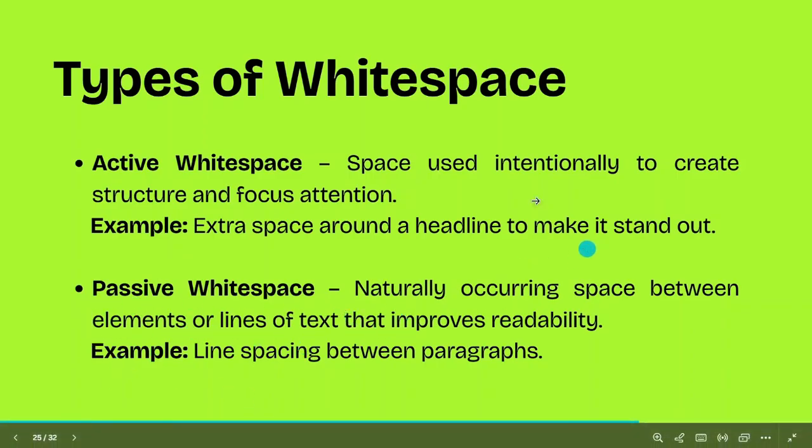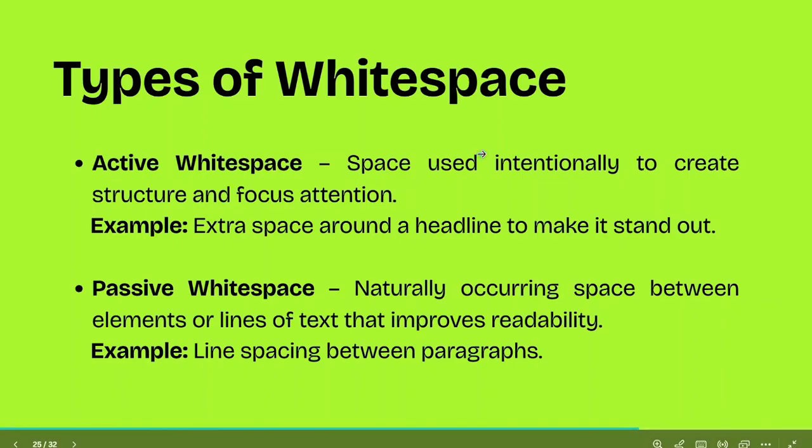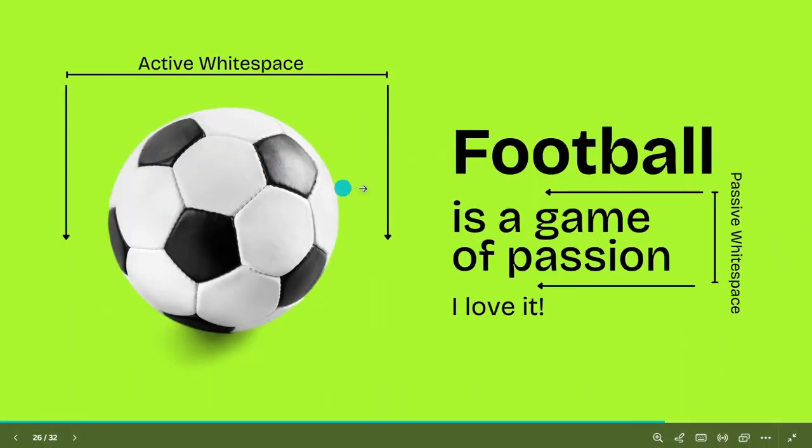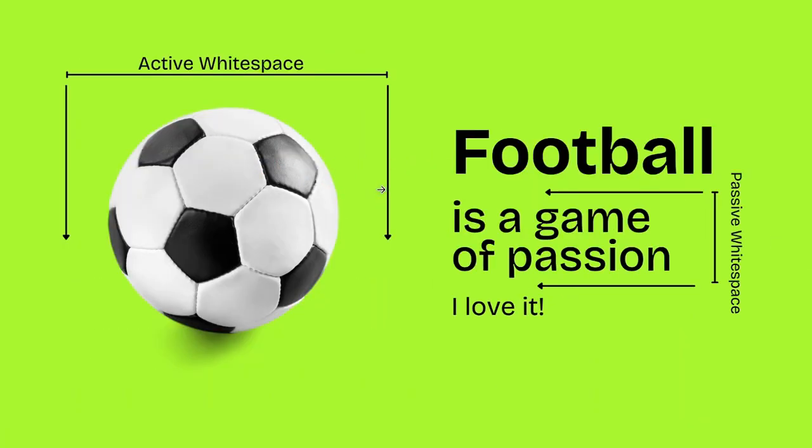If someone is typing on WhatsApp or on a social media post, and the person does not give paragraphs, just typing a long story, it will be difficult to read. When the person breaks it down into paragraphs, those spacings in between help people to read. Right, so that is what passive white space is. I hope you understand. If you don't, please come to my DM and ask a question.